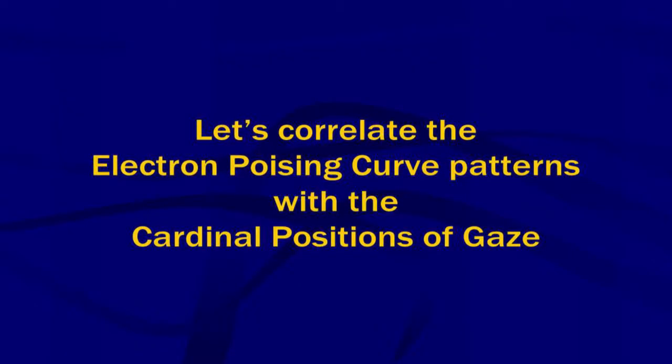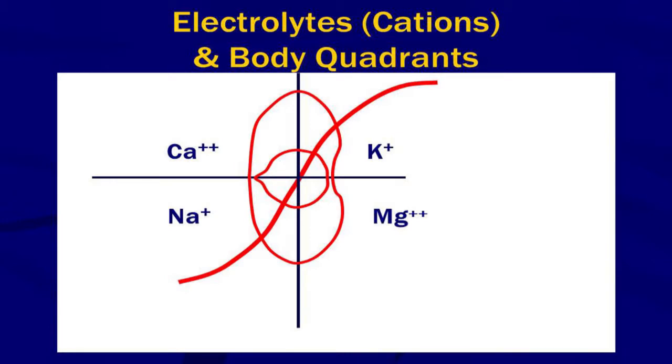So we can correlate the electron poison curve with the cardinal positions of gaze. And electrolytes, cations in the body quadrants, as we see the calcium, magnesium, sodium, potassium. So by the way, we know that calcium, magnesium has to be in balance, and they are on the back side, and sodium, potassium in balance on the back side with the front side.